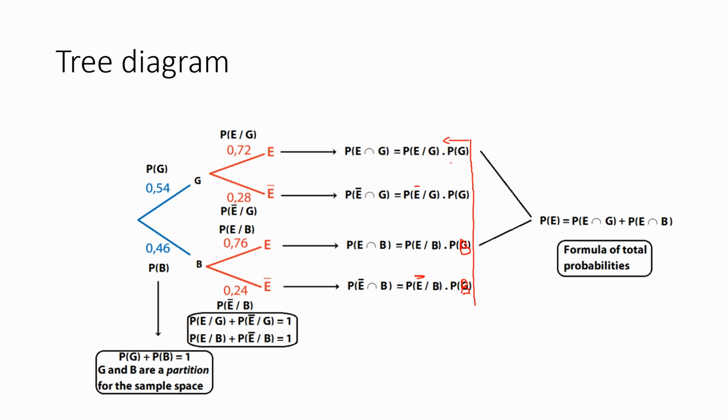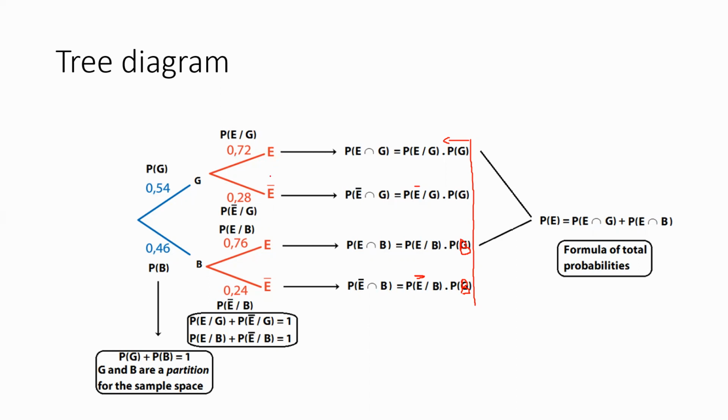These two boxes. Did you understand how we made this tree? The chosen student is a girl or a boy. 54% are girls, 54 over 100, 0.54, and 0.46. Probability of boy plus probability of girl is equal to 1. Here from the girls 72% are external, 0.28 are internal, not external. The sum of these should also be 1.